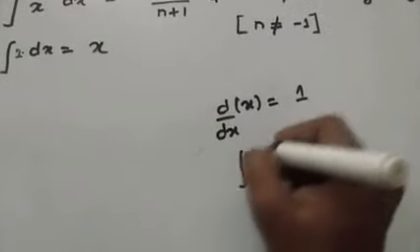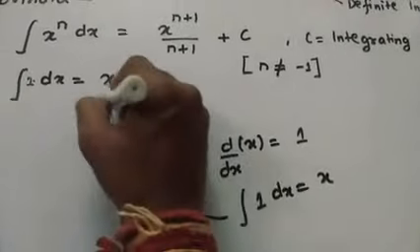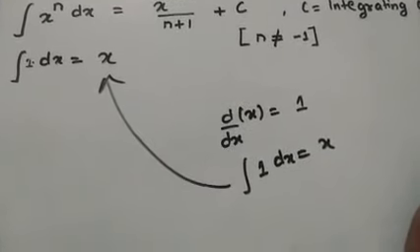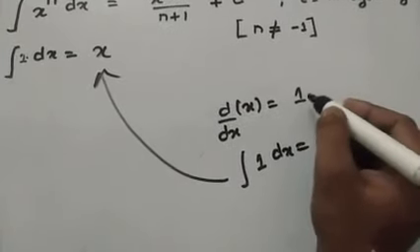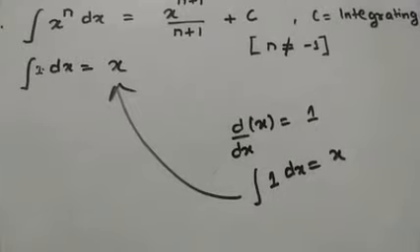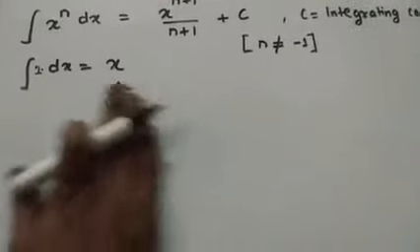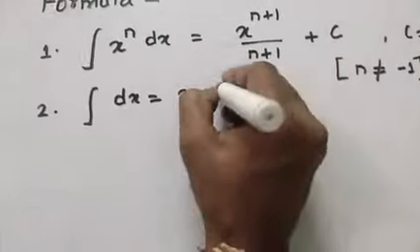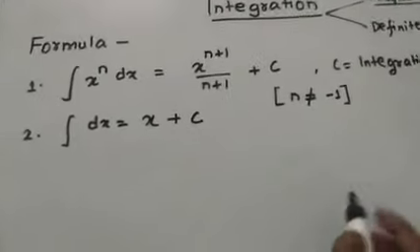So integration of 1 dx will be x by formula number 2. You can see that integration is the inverse process. The result of differentiation is the result of integration. Just remember that integration of 1 dx is x, plus you always have to write c, where c is your integrating constant.